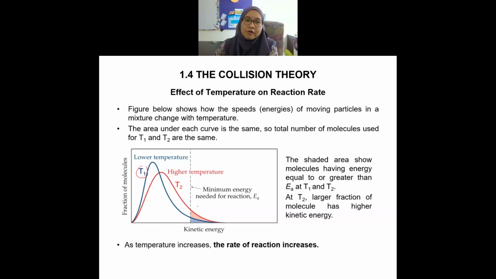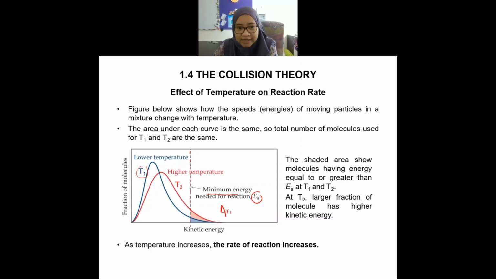Okay, alright. So what can we conclude from this figure? As you can see, kita akan compare the area below the graph. So this dashed line, what does this represent? This dashed line represents the EA, guys, the minimum energy required for the reaction. As you can see, for T2, at higher temperature, the reaction conducted at higher temperature, the area below the graph, which is red campur dengan biru, the area below the graph is larger.